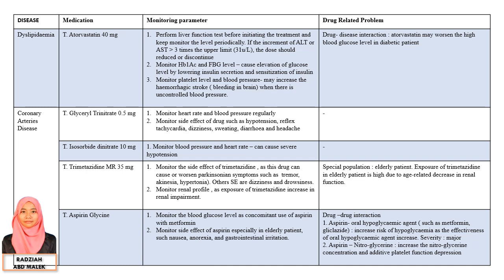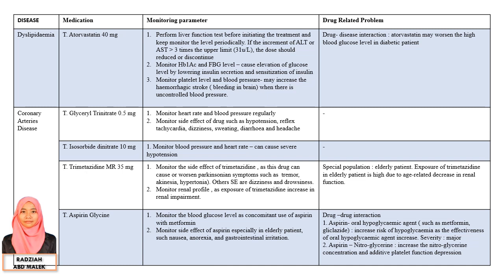Third, the pharmacist also needs to monitor the platelet level and the blood pressure because atorvastatin may increase the risk of hemorrhagic stroke, which is the bleeding in the brain, when there is uncontrolled blood pressure. From this case, we can see that there is a drug-disease interaction between atorvastatin and the diabetic patient because atorvastatin may worsen the high blood glucose level in diabetic patients.